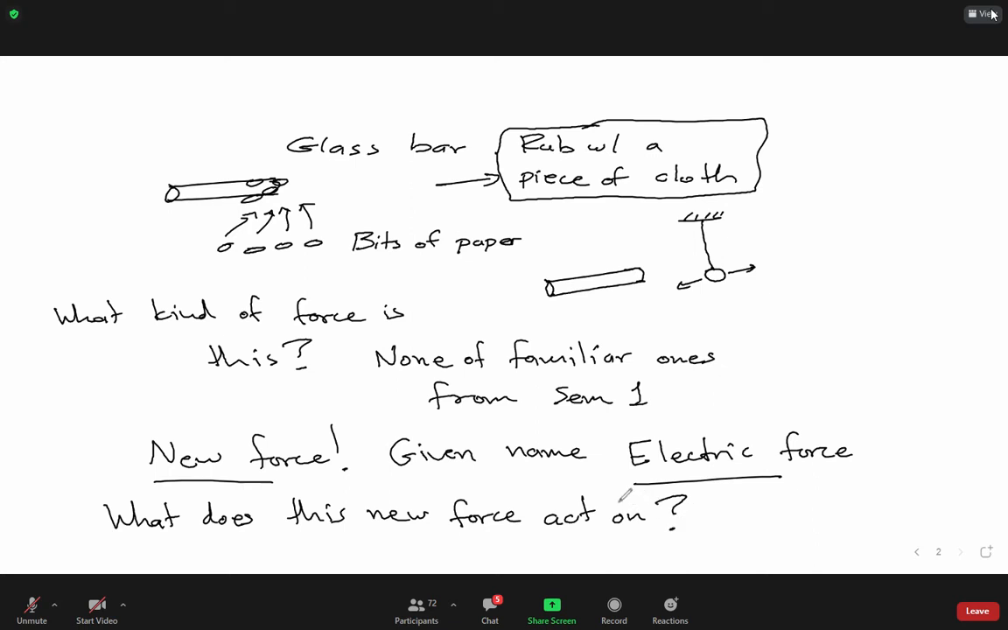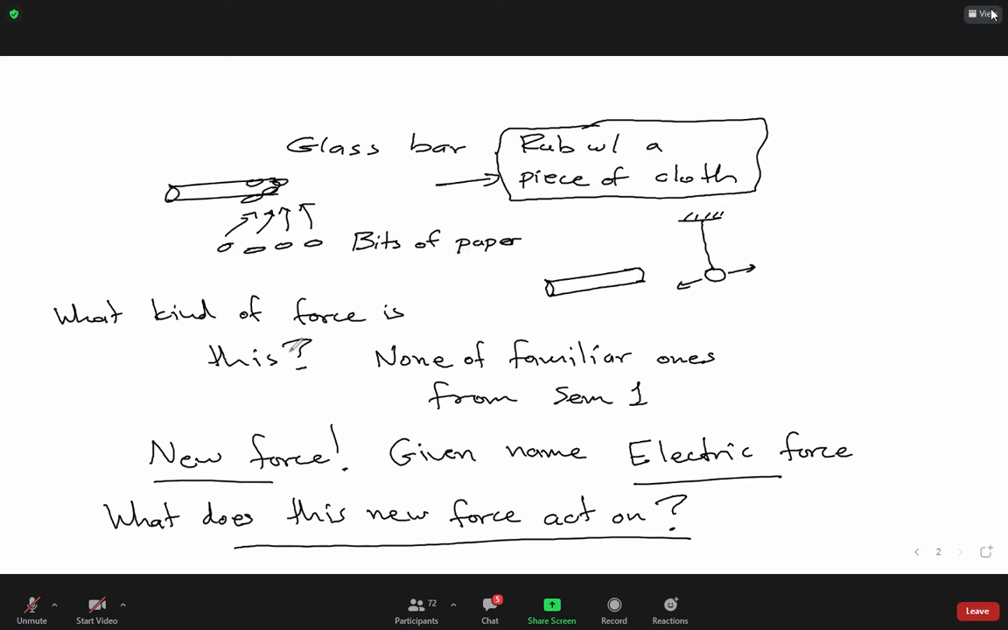Right, you might remember that gravity acts on everything all the time. There is nothing that is immune to gravity. We had those other two forces, the nuclear forces, those only act on subatomic particles, and not even all of them, some of them. So those are very limited in scope. They're very important, but we don't experience them directly. What about this new electric force? What does it act on? Obviously, it's not just the bar or just the bits of paper because that force is not always there. It appears when I take an extra step.